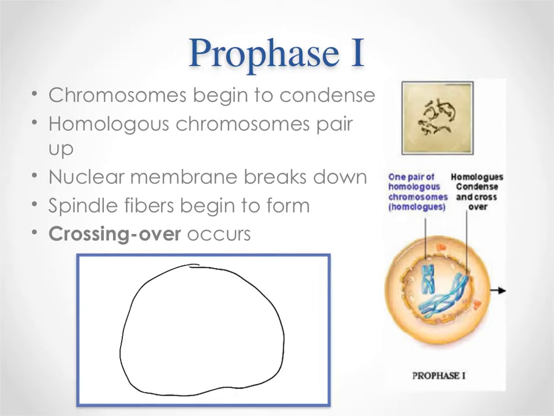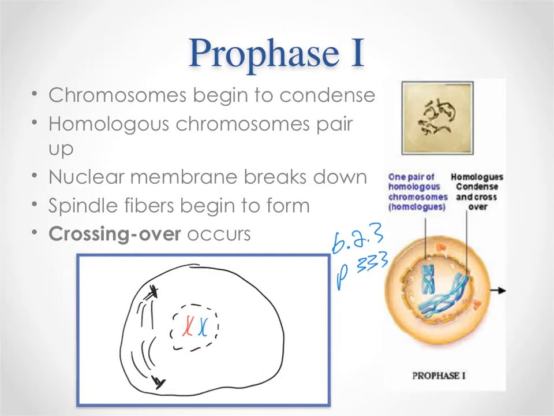So if this is our cell, this is a nuclear membrane starting to break down. Spindle fibers would start to form, and our homologous chromosomes would pair up. Refer to figure 6.2.3 on page 333 of the textbook.